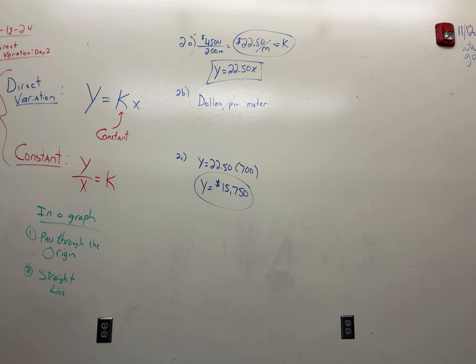So if you're getting paid $8 per hour, and you work 0 hours, how much money do you make? Okay. If you work 1 hour, how much money do you make? Okay. All you do is times. There you go.